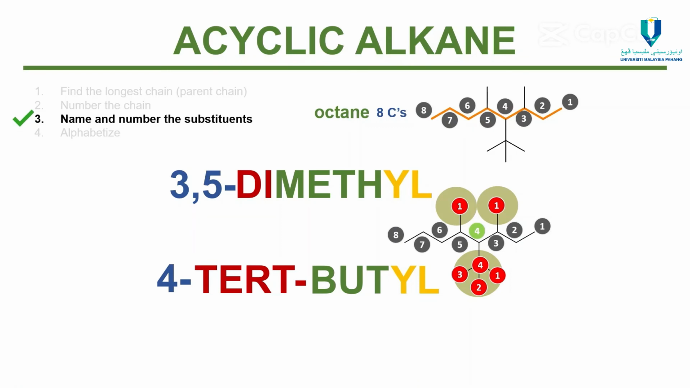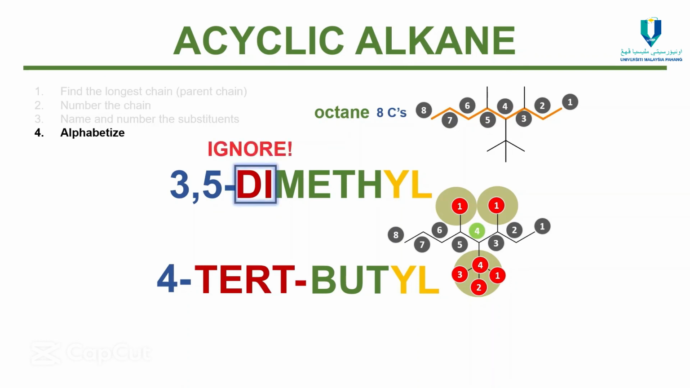Now let's proceed with the fourth rule, which is you have to arrange the substituents according to alphabet order. So now we have dimethyl, which is you have to ignore di. If you have tri, you have to ignore tri. If you have tetra, you have to ignore tetra, because it is not a name. Di represents 2 methyl. So you have to ignore. You have to consider M as an alphabet. So for tert-butyl, which one you have to consider? T or B?